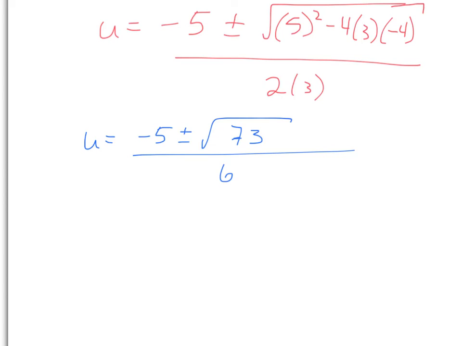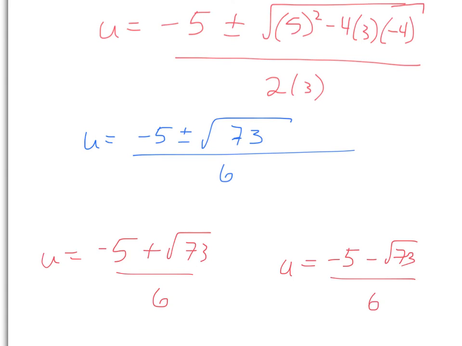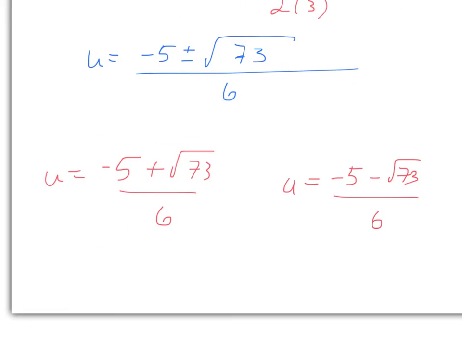So we could set each of these answers equal to 2x minus 3. It's going to be really annoying. This is one of those times where you give an approximate decimal value. Okay? So let's break this into two parts. U equals -5 plus root 73 over 6. U equals -5 minus root 73 over 6. Giving us answers of 0.59 and -2.26.